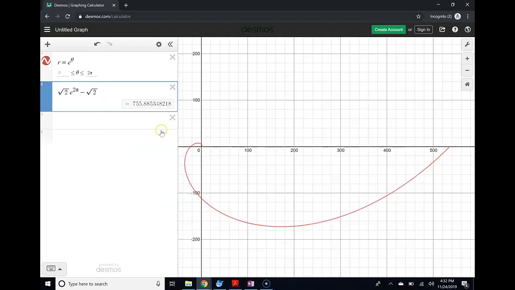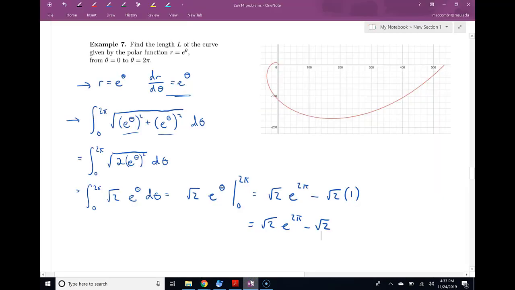I went ahead and plotted this in Desmos, and I put down our answer, the square root of 2 times e to the 2 pi minus the square root of 2, and you can see that our answer ends up being 755 and change, almost 756. This seems like a fairly reasonable answer. We should get a number certainly more than 500, but also I haven't taken into account that we've dipped almost 200 down or so here. So 750 and change makes a lot of sense. Okay, I'm happy with that answer.